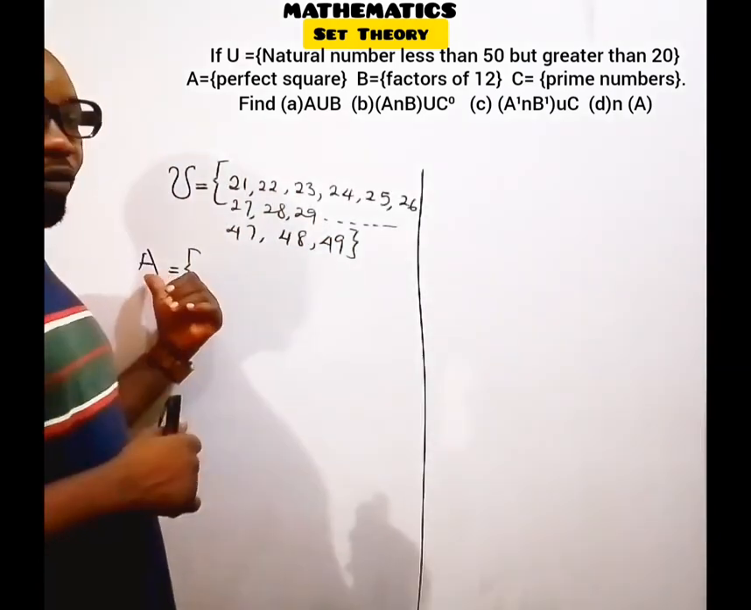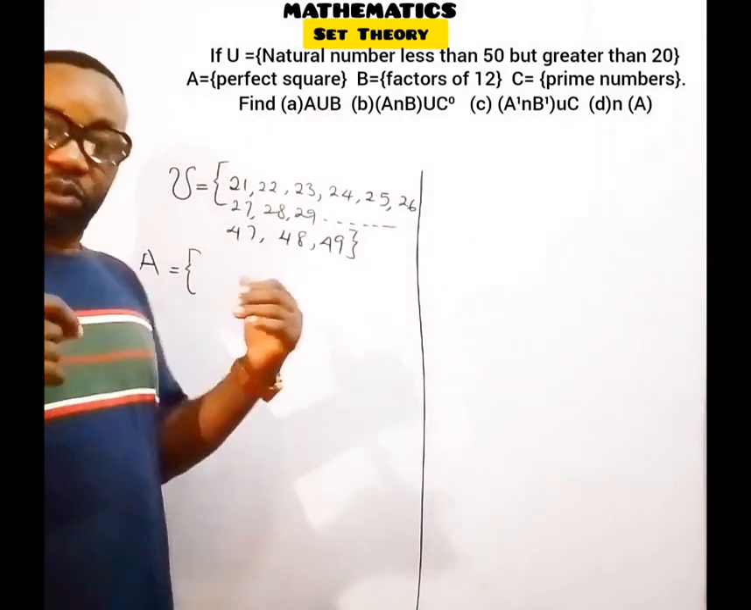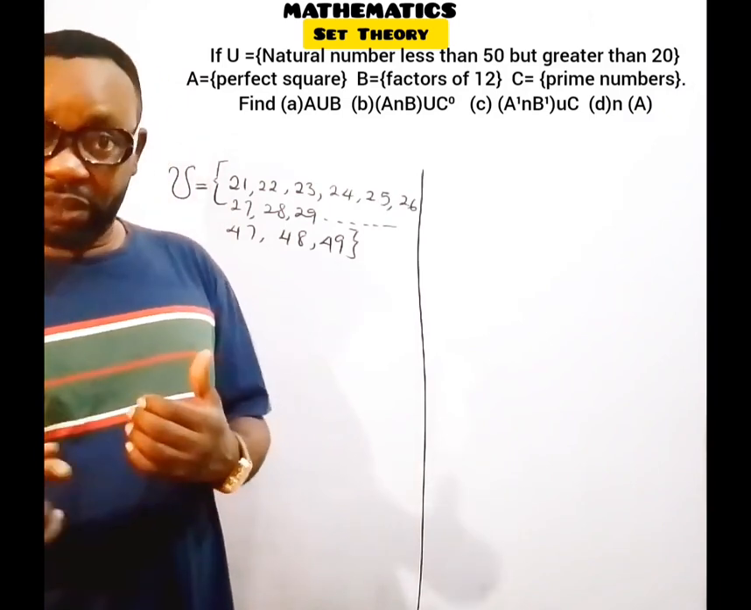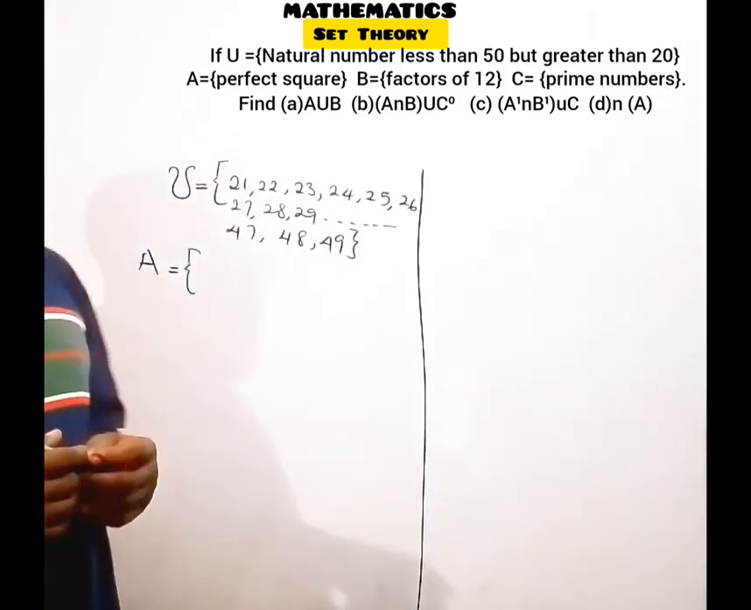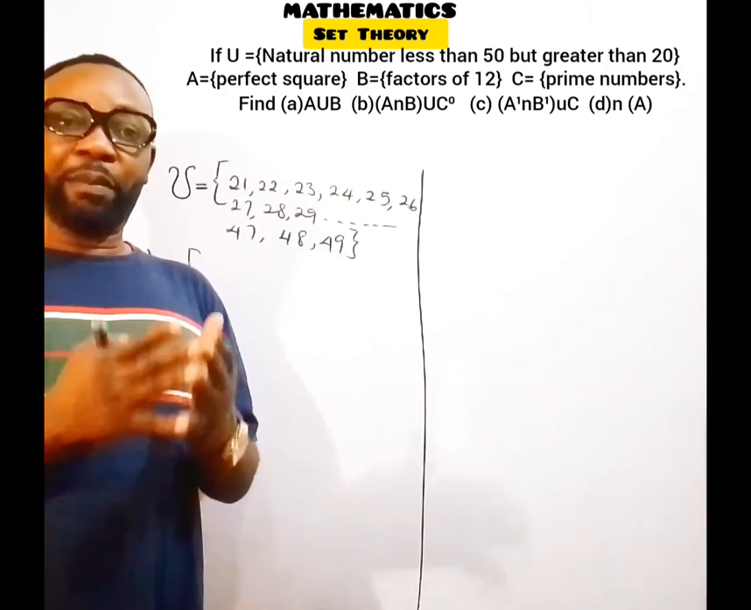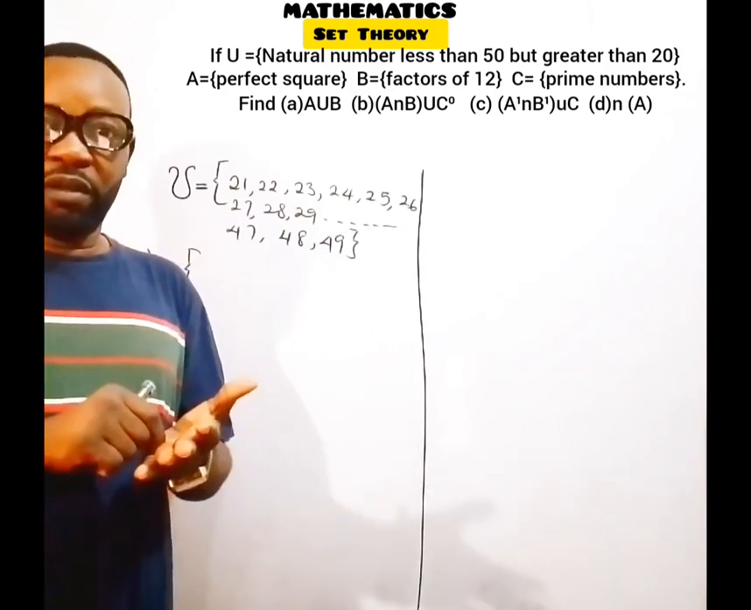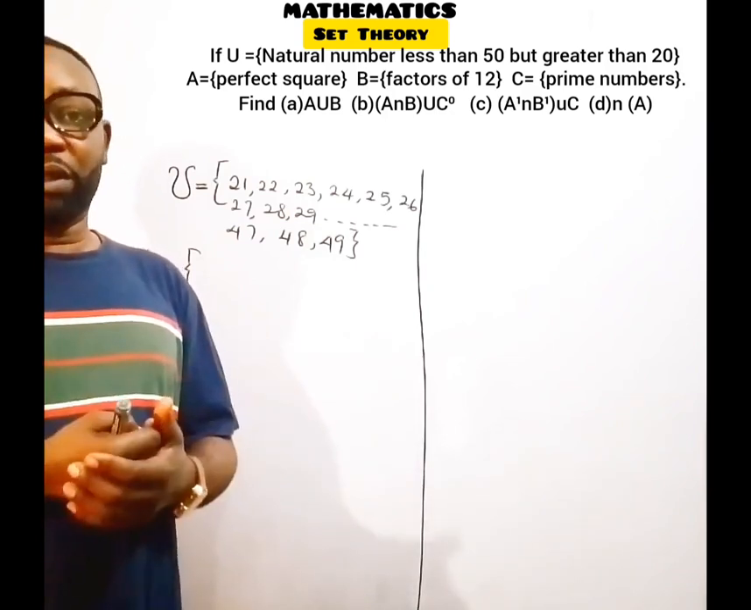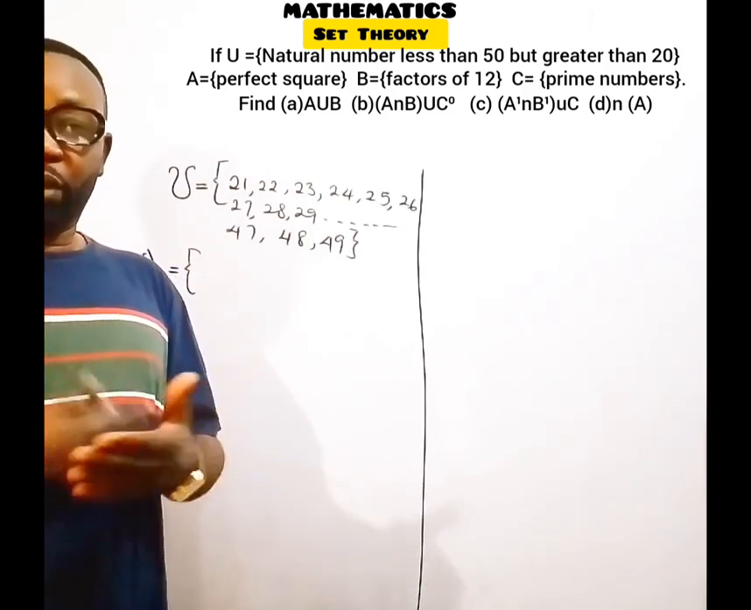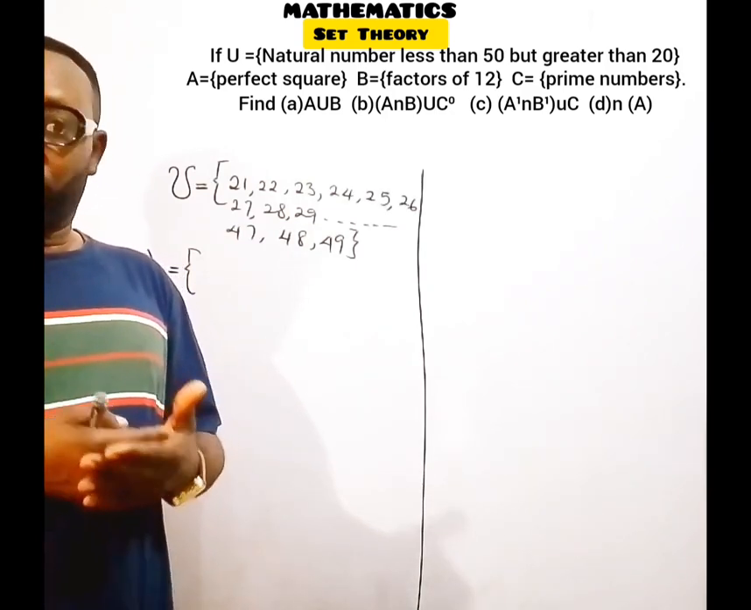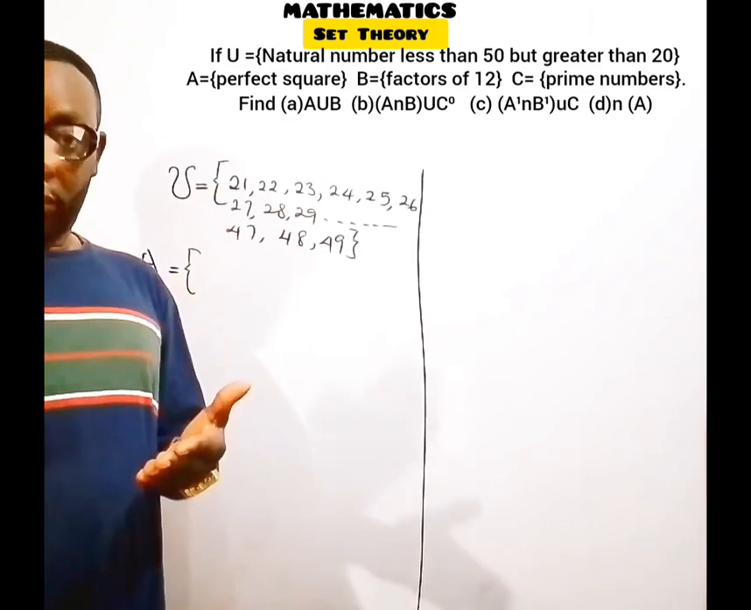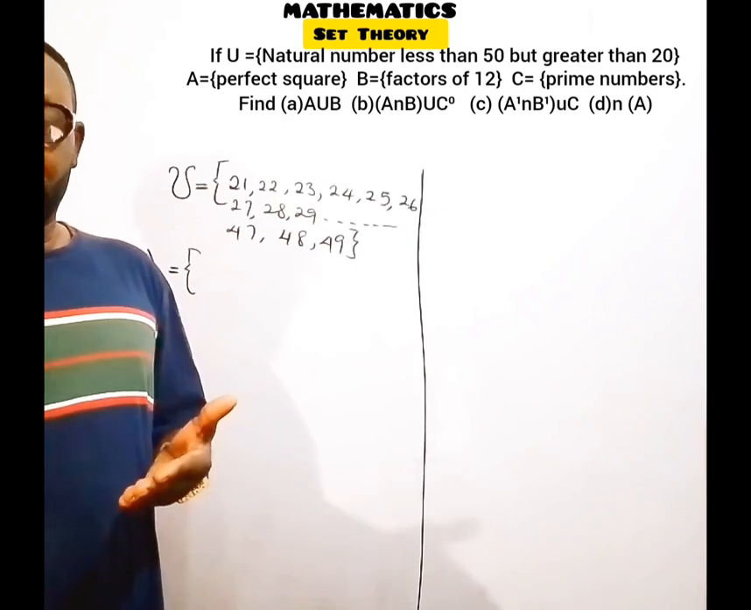Now, the value of A here, as we are given, we are asked that they are perfect squares. And you know what is meant by a perfect square: when you multiply a particular number by itself, the value we get is called a perfect square. So if you multiply 1 by 1, that is 1. 2 by 2, 2 multiplied by 2, that's 4. So the perfect squares we'll begin having will be 1, 4, 9, 16, and so on.